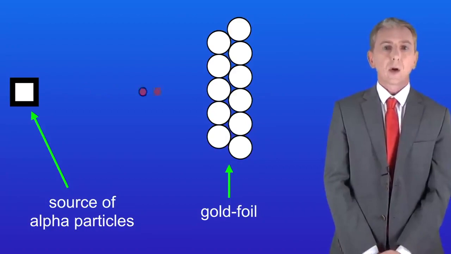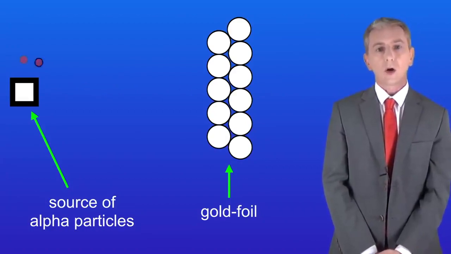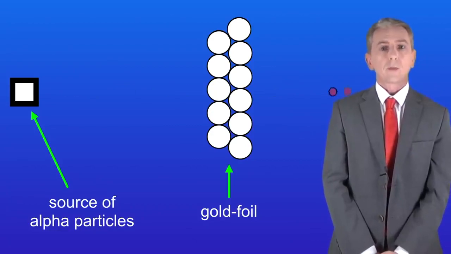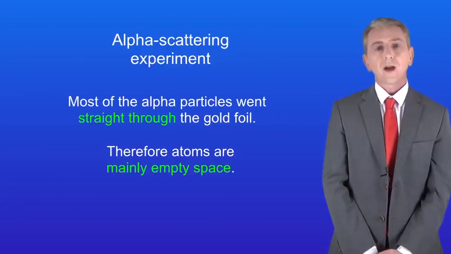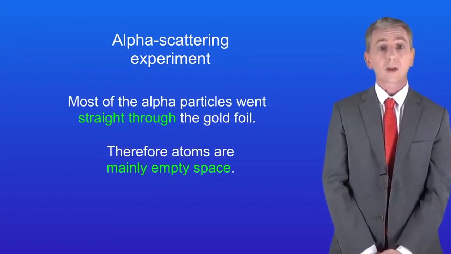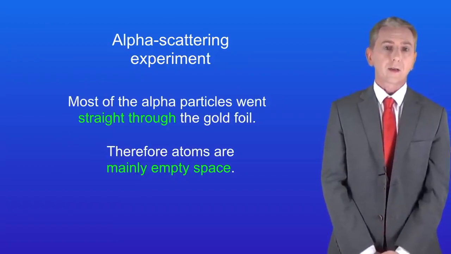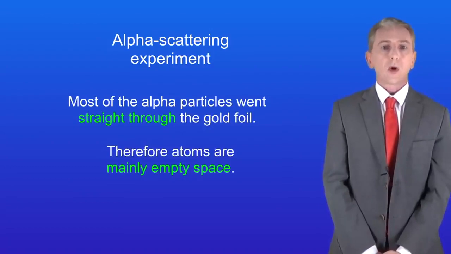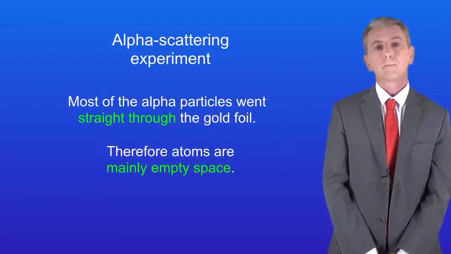And sometimes an alpha particle simply bounced straight back off the gold foil. So let's look at what scientists worked out from these results. The fact that most of the alpha particles went straight through the gold foil told the scientists that atoms are mainly empty space. This meant that the plum pudding model had to be wrong.